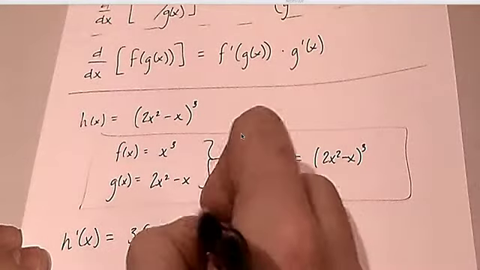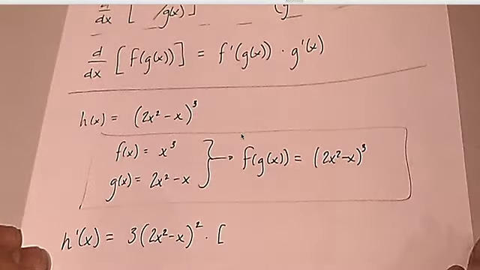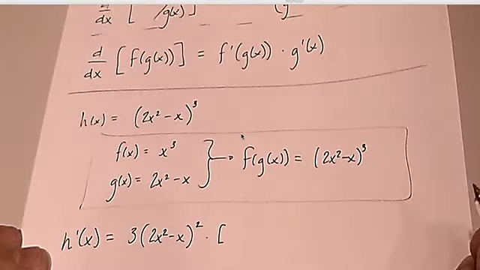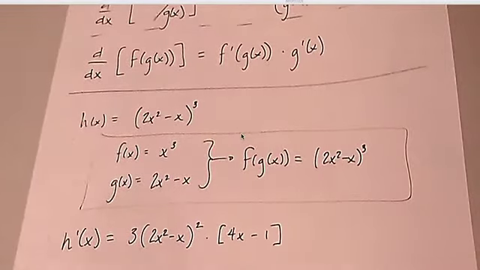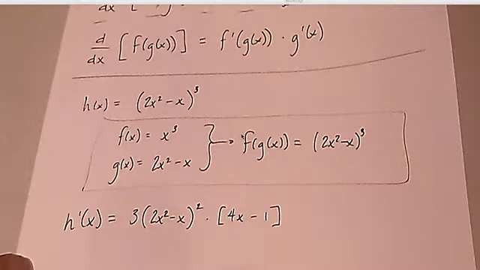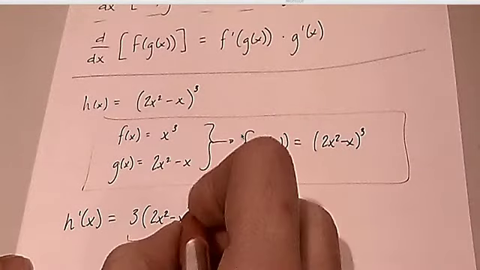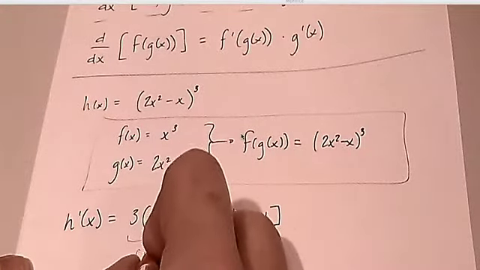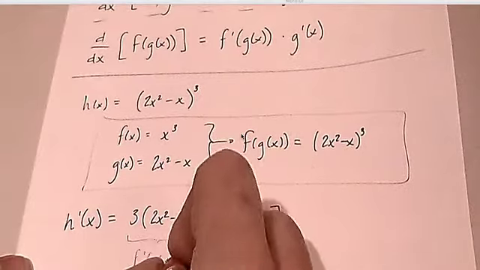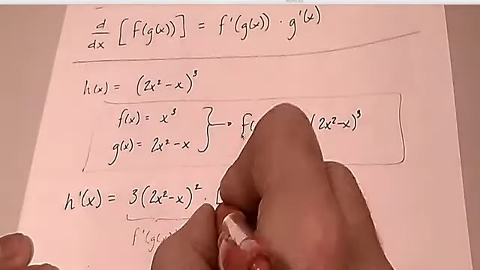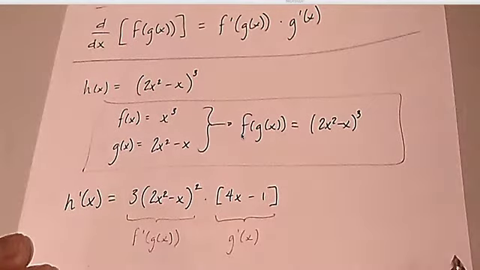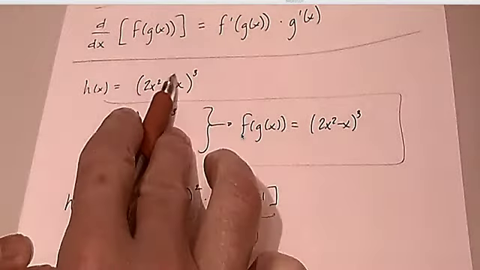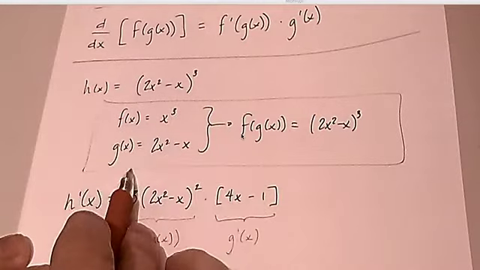And now I need to deal with the inside. I need to deal with the derivative of the stuff. And of course, since it's a polynomial, term by term, that winds up being 4x minus 1. Okay? So let's get a little more specific. This right here is your f prime of g of x. This right here is your g prime of x. You identified that inside function as g, right?